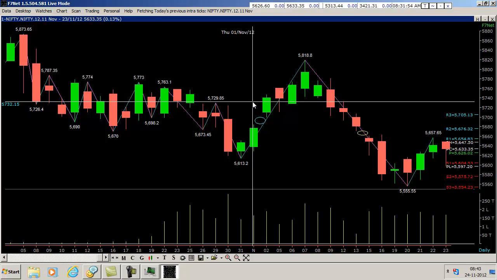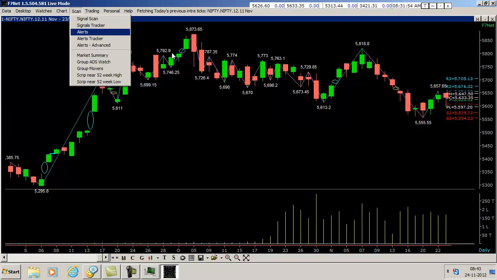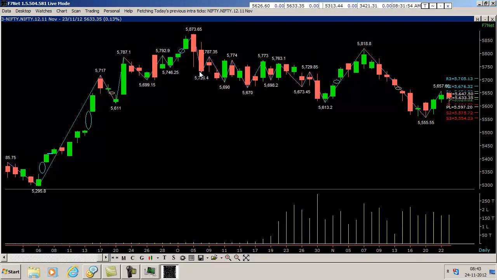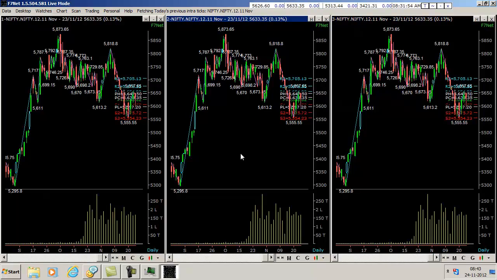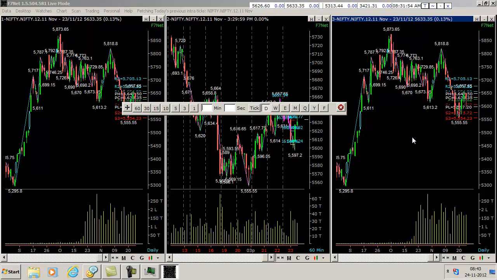Now the last and final part we want to study is the triple screen method. What is the triple screen method? The triple screen method is nothing but analyzing three charts at the same time. Say this is daily, then 60 minutes, then 5 minutes.